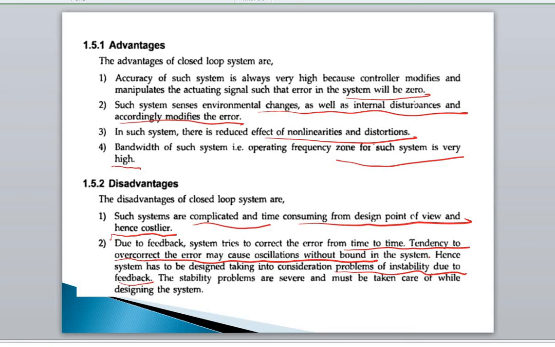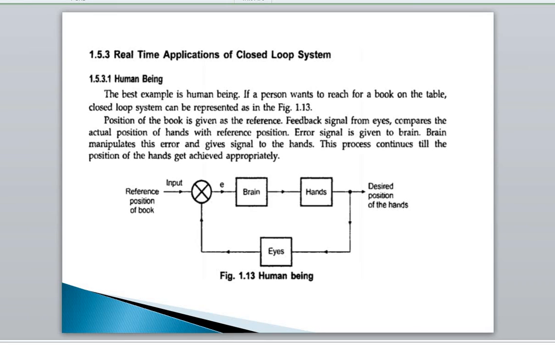But still, closed loop control systems, even though complicated and time consuming and costlier, they are the preferred systems because they have the highest accuracy and they are very, very good systems. They are preferred everywhere, and the modern control systems, the sophisticated control systems, most of them are closed loop control systems. Now coming to the real-time applications.